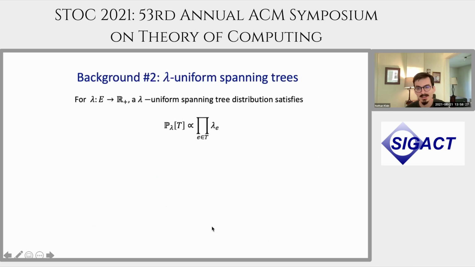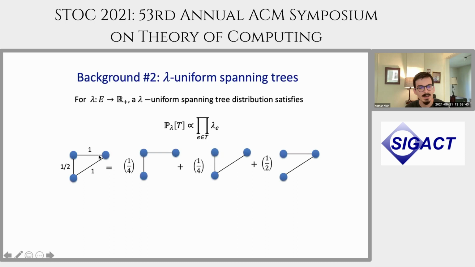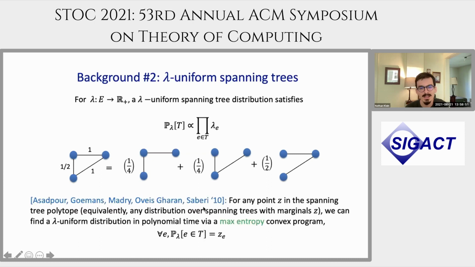And here's the second piece of background. So a spanning tree distribution is lambda uniform if every edge has some non-negative weight, lambda e, and the probability of each spanning tree is proportional to the product of the lambda e's in its edge set. So this graph with lambdas 1, 1, and 1/2 would yield this distribution over spanning trees. And it was proved in 2010 by Asadpour et al.